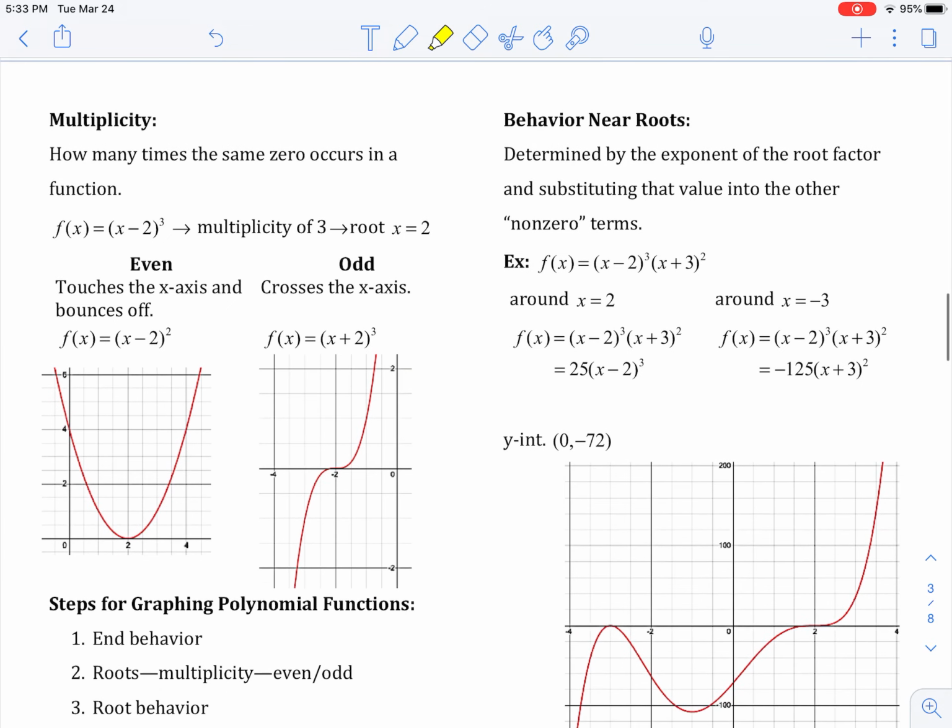Multiplicity. So just like the word, you can see multiple, is just how many times the same zero, the same x-intercept, the same root occurs in the function. So if we're looking at the equation of f(x) = (x - 2)^3, this exponent of 3 tells us that that root occurs 3 times. There is a multiplicity of 3 at the x-intercept, at the root of x equal to 2.